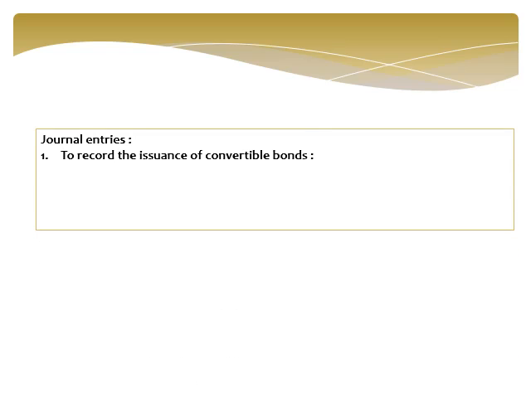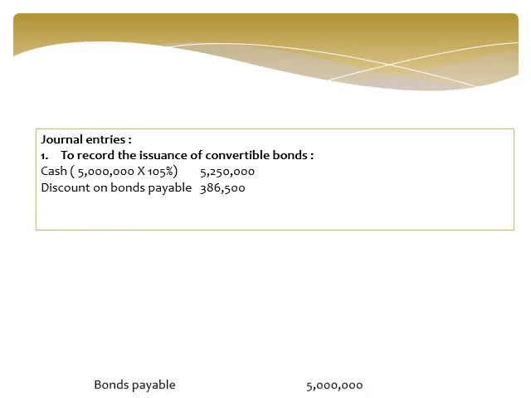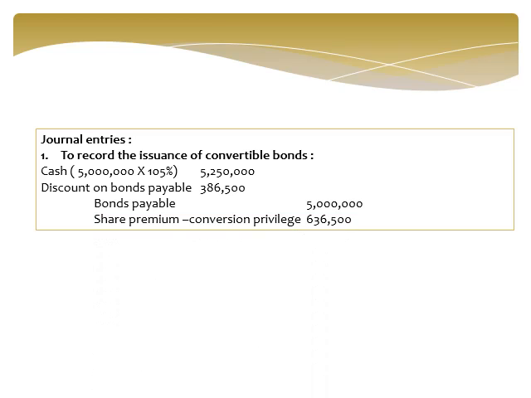To record the issuance of convertible bonds, the total cash received or the total issue price, 5,250,000 debit. Debit discount on bonds payable, 386,500. And then credit bonds payable at face amount of 5 million and the share premium conversion privilege, 636,500 pesos. We already discussed the accounting procedures upon the issuance of the bonds.